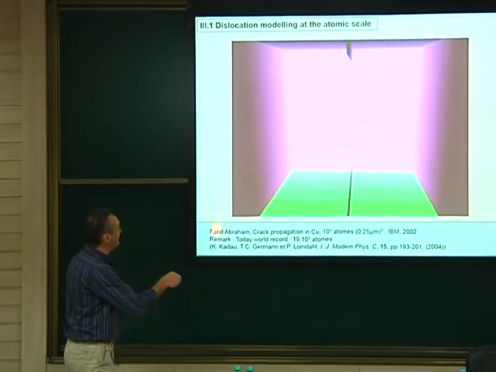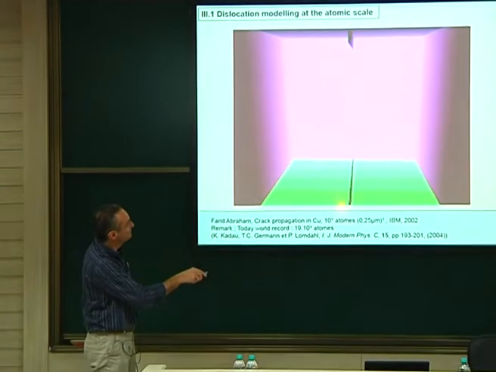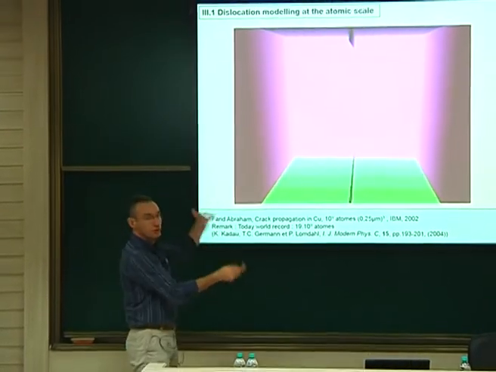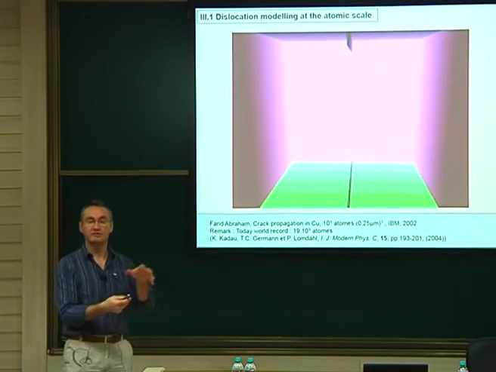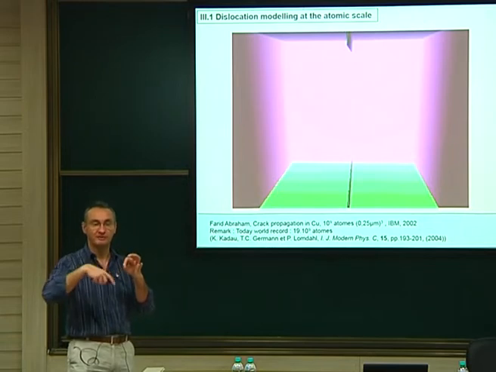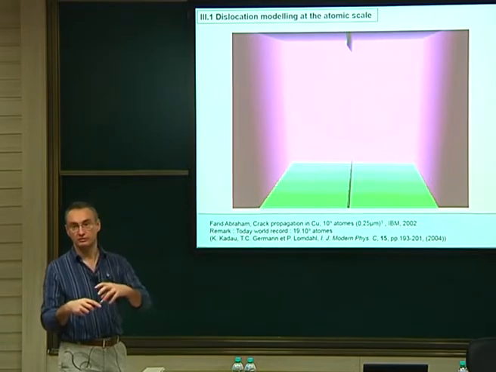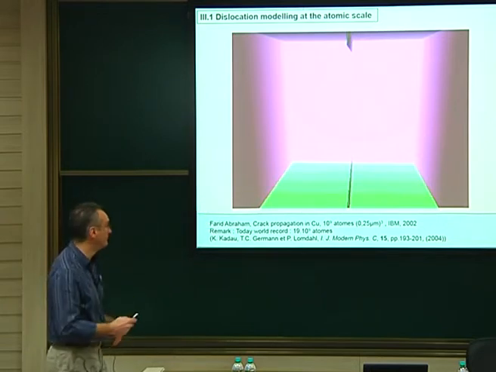So this is done by Farid Abraham. He was investigating crack propagation. So you can see some notch here, another notch there. This is a free surface, another free surface. The atoms are not plotted. The only ones that you will see are the ones which are not in perfect position. They just compute the number of neighbors for each atom, and if they are not consistent with the perfect lattice, then they are shown. If they are consistent, they are not shown.